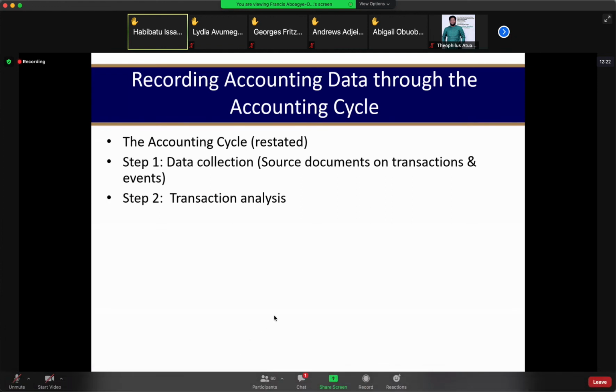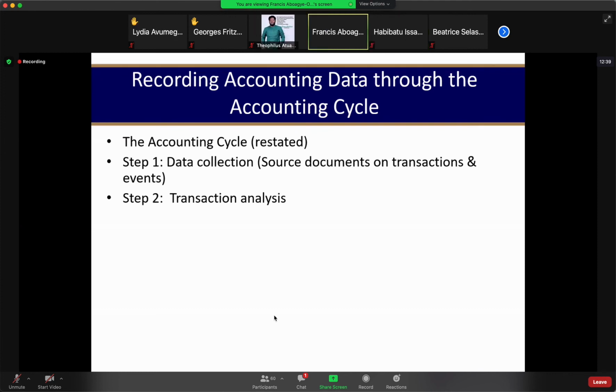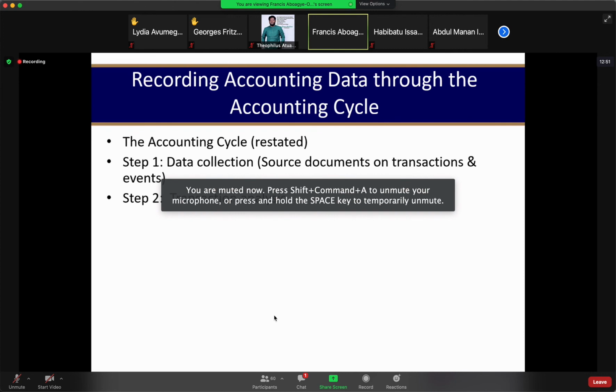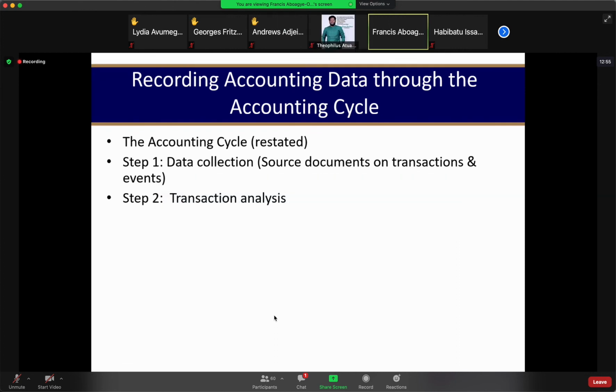Okay. Now, so if there's a transaction that you don't have a source document, how can you authenticate the transaction? Oh, please, the question again. That you have entered into a transaction for which you have to account for, but you cannot get any of the source documents that we have mentioned. How will you go around it?